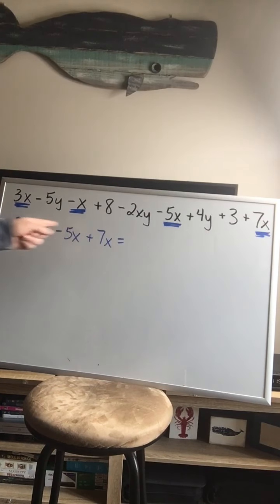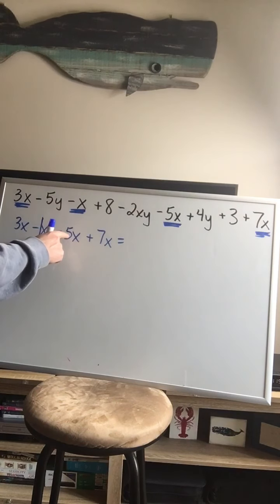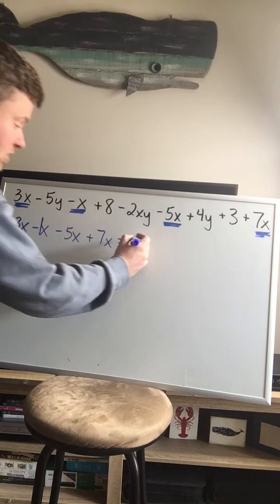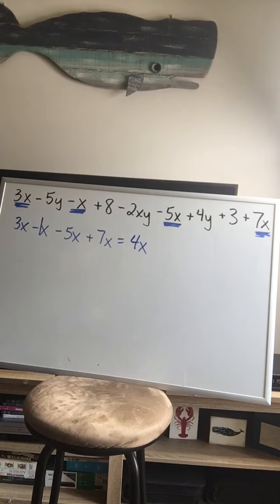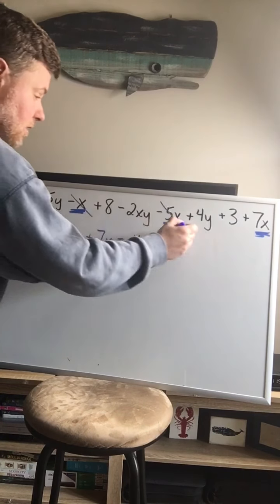When you do that, you just combine the coefficients. The variable stays exactly the same. The variable never changes when you're adding or subtracting with polynomials. So that's a 1. 3 minus 1 is 2. 2 minus 5 is negative 3. And negative 3 plus 7 is 4. So 4x. All the x's combined come out to be 4x. So those are gone up here now.